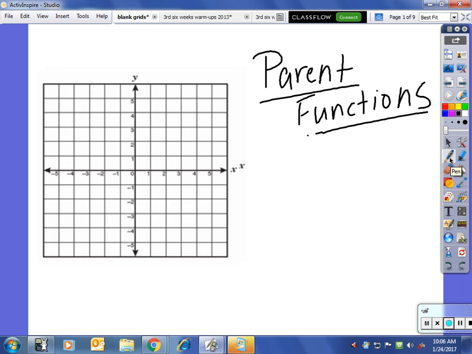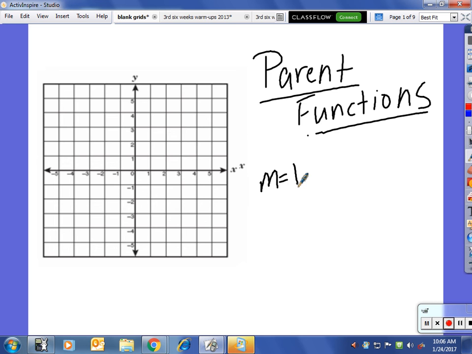So I want you to think about the simplest linear function that you could possibly draw. It's not too steep, it's not too flat. What do you think the simplest slope would be? Okay, we don't want to be steep or flat though. We want to be neutral. Yeah, the easiest slope to have is a 1.